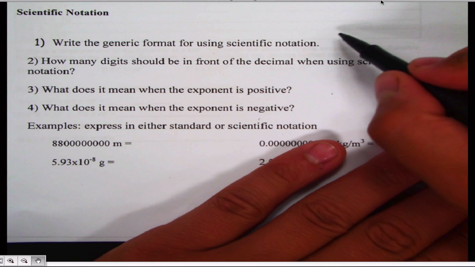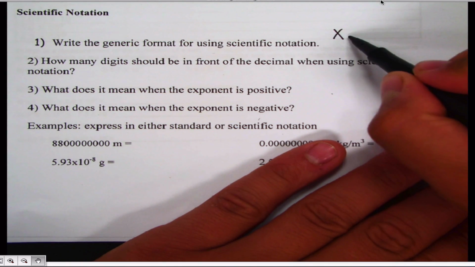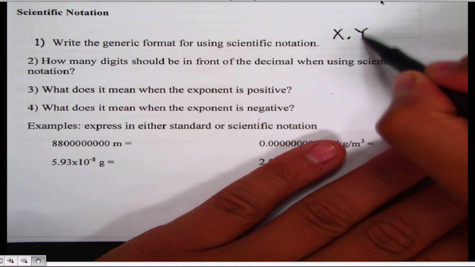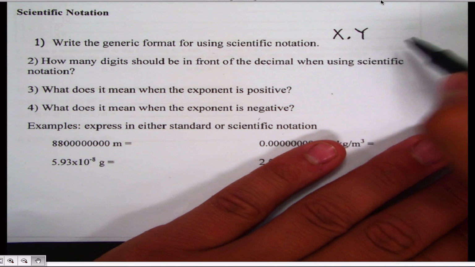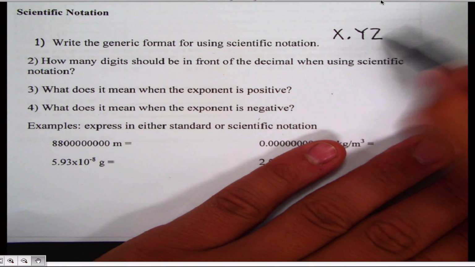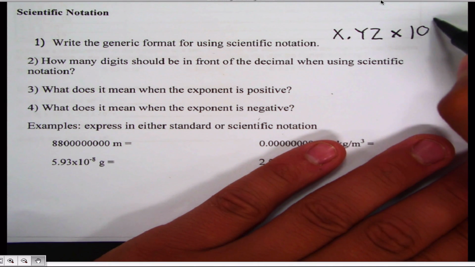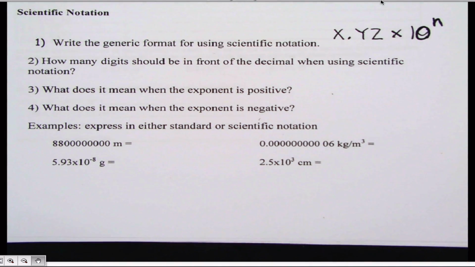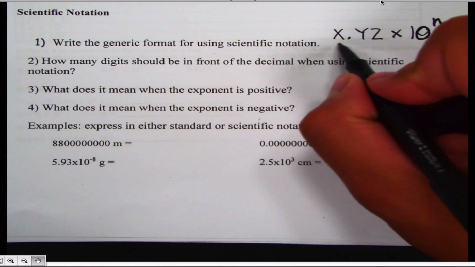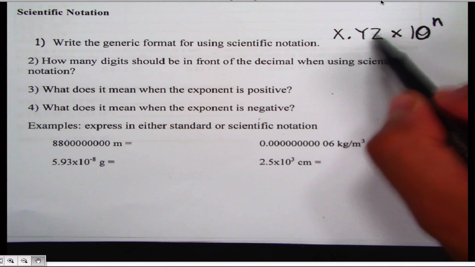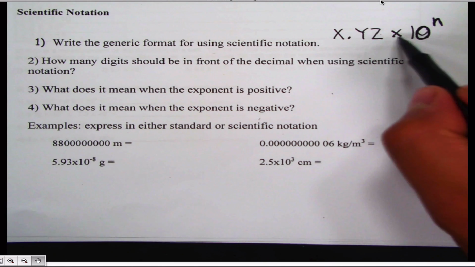the generic formula would be like x.y, okay, any number, x.y, and let's say x.y.z, it doesn't have to be x.y.z, times 10 to the nth power. That is basic scientific notation, all right? Always one number in front of the decimal. These are going to be other significant figures you have in the number, and it's always going to be a 10 to the nth.